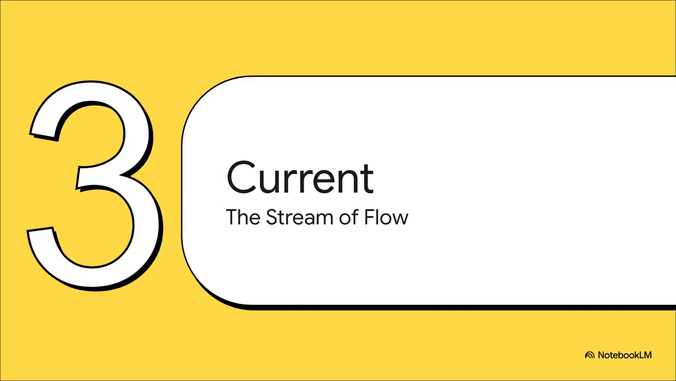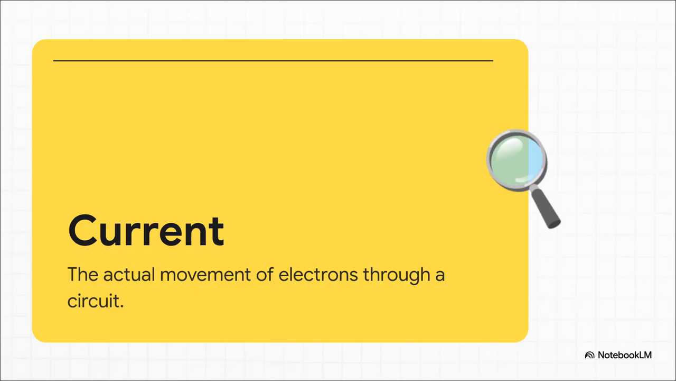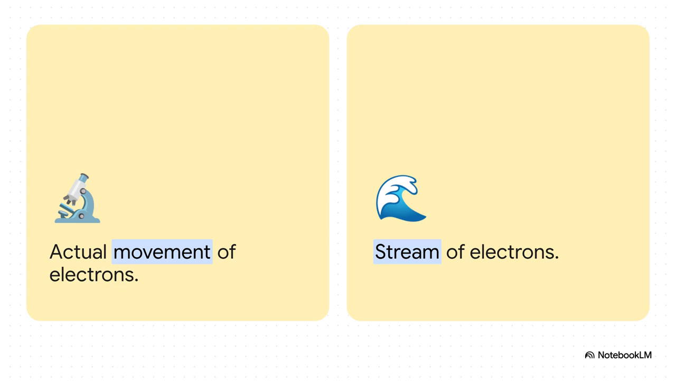Next up, current, the stream of flow. So moving from pressure to actual motion, current is the literal physical movement of electrons through the circuit. If voltage is the pressure pushing things, well, current is the active, moving stuff within the system itself. And as you'll see, Commander Energy witnesses this movement and identifies it as a literal stream of electrons just zipping past. Because of this perfect physical mimicry, bond graphs categorize current as the flow variable. It's the steady stream of energy successfully navigating the pathways of the board.